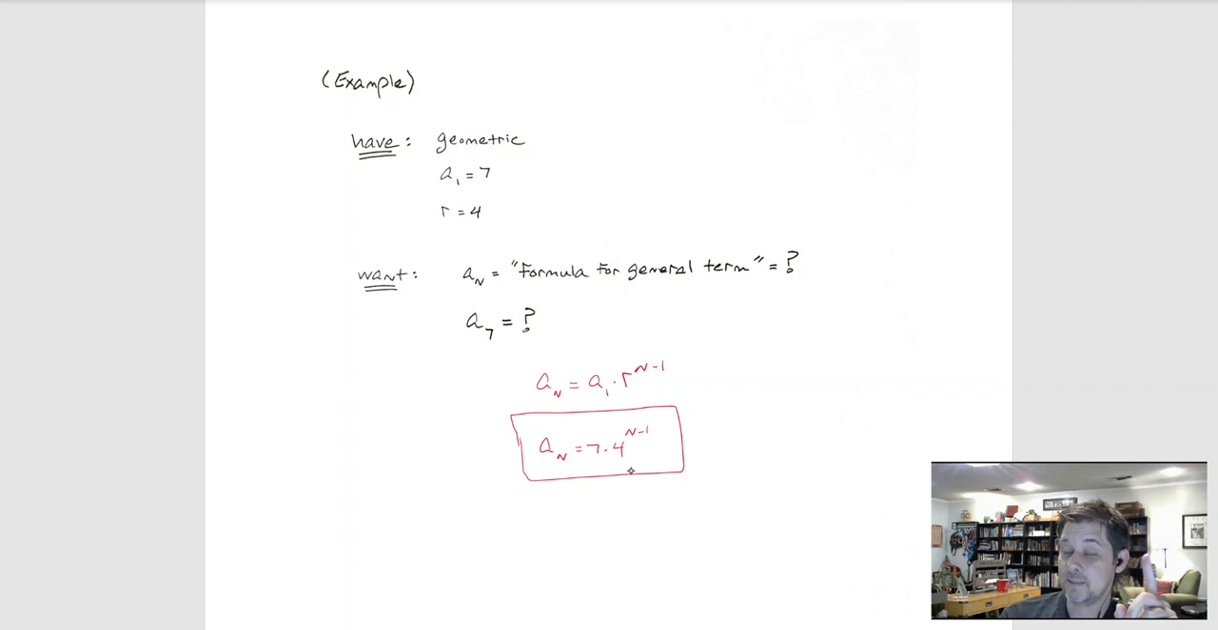Okay, but I could use that to calculate the seventh term directly. So the seventh term is 7 times 4 to what power? The sixth power. So let's see. That's going to be a big number. 7 times 4 raised to the sixth power turns out to be 28,672. Okay, so the seventh term of this sequence is 28,672.